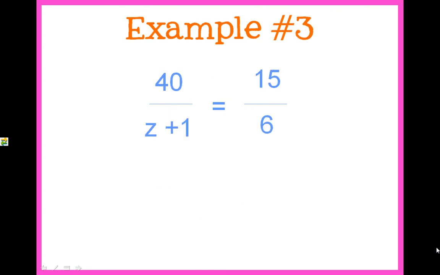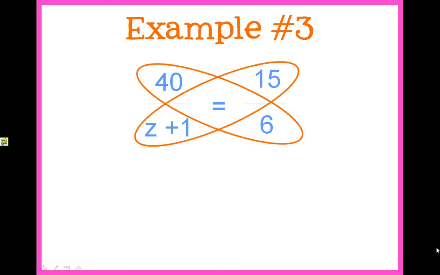Okay, example number 3 is the type of problem where we will not be able to just cross multiply and divide by what's left because we have a complex kind of fraction here. So we're going to have to use the other method where we cross multiply to get both cross products. So we'll have 40 times 6 is equal to 15 times (z plus 1). And I put this z plus 1 in parentheses because this is its own separate unit. And you also see that we can use the distributive property to simplify.